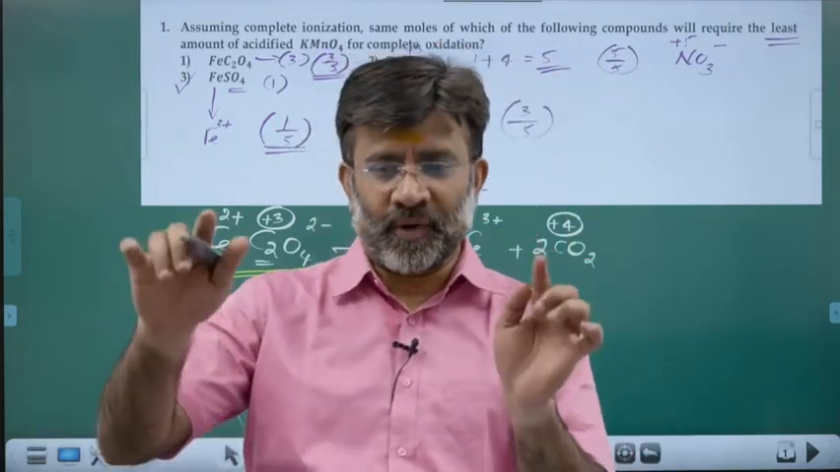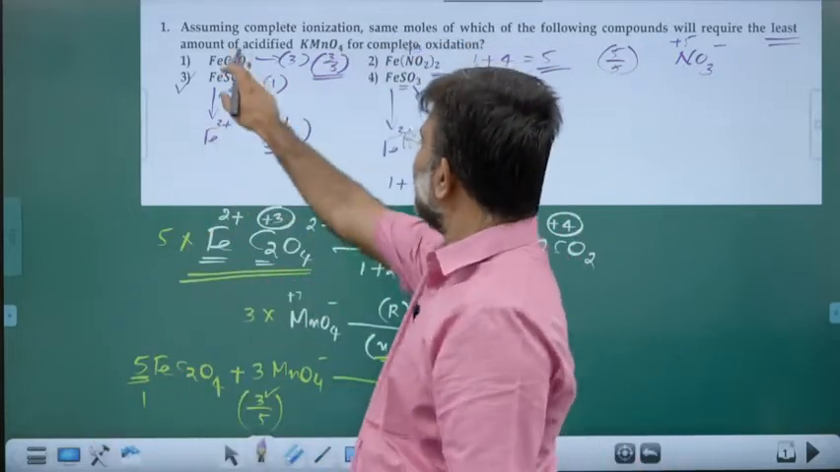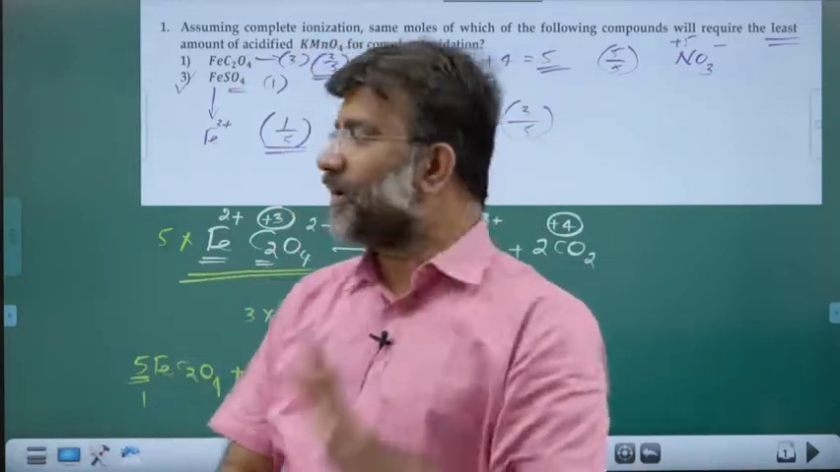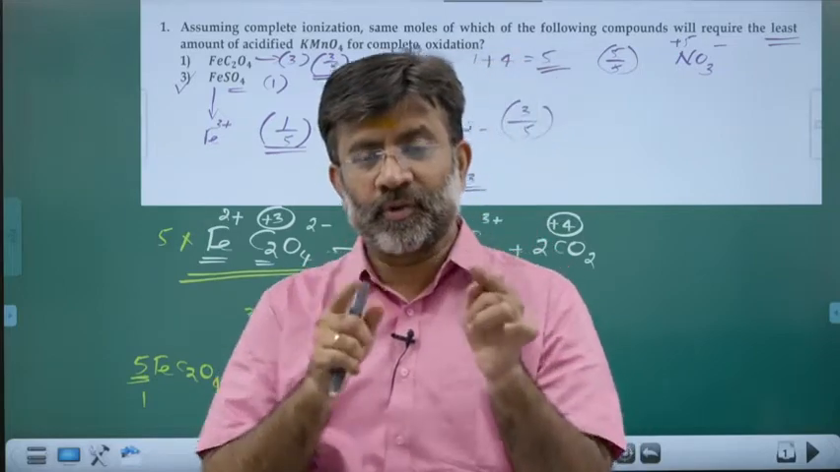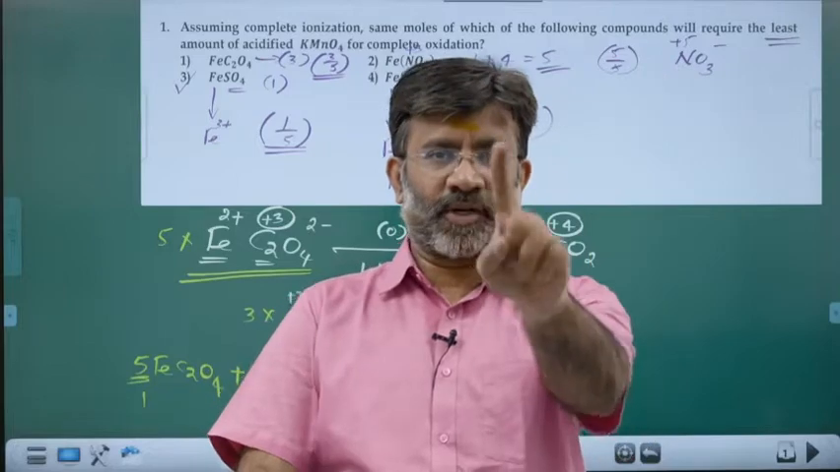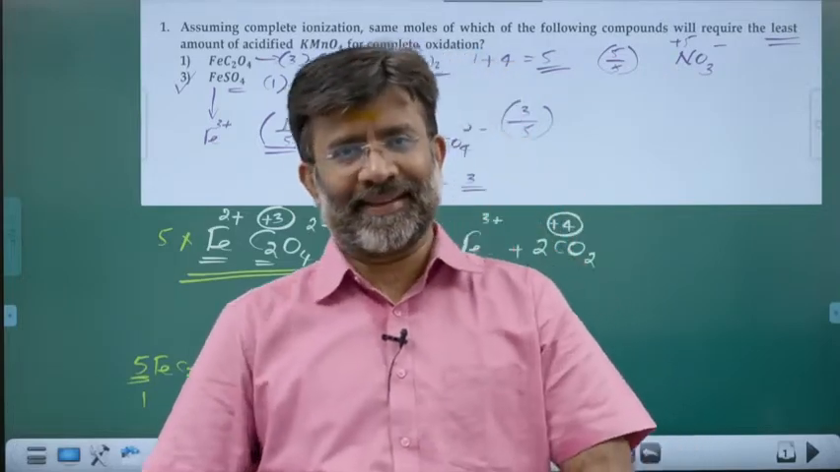Which among the following requires the same quantity? The answer is 1 and 4. For 1 and 4, you need the same quantity, 3 by 5, isn't it? Maximum required, option 2. Minimum required, option 3. I think it is pretty clear.